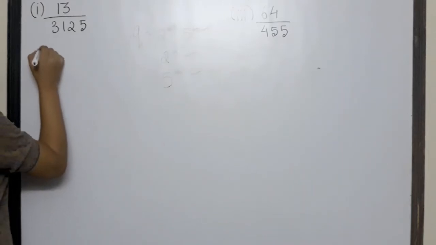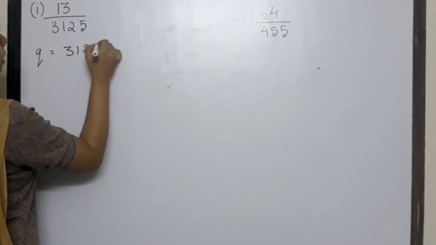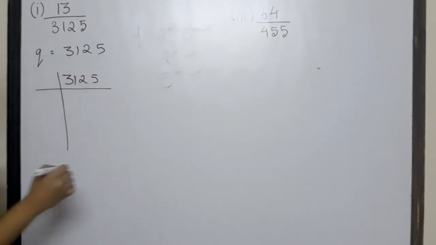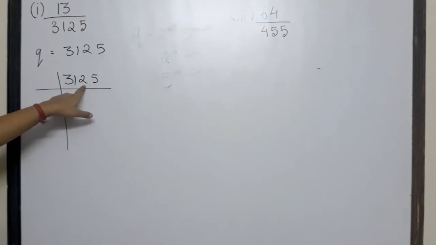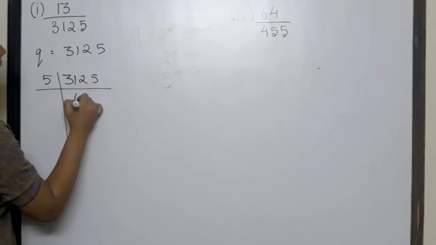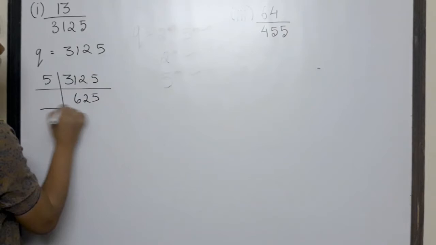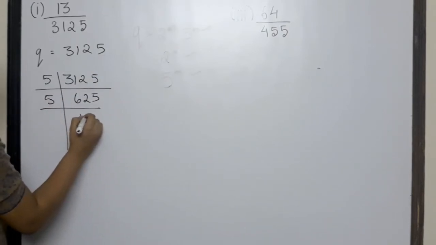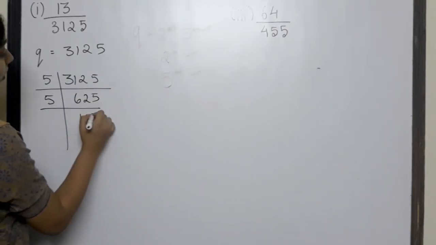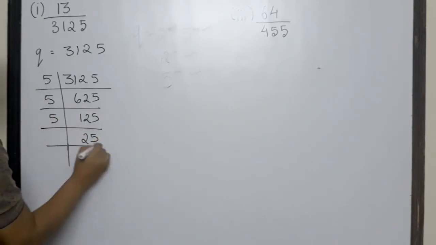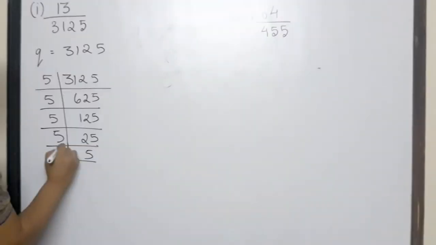13 upon 3125. So the prime factorization of this 3125, what will we have? 3125. Will it go by 3? Let us check first. 5 plus 2, 7, 8, 9, 10, 11. No, it will go with 5 only. 5 6s are 30, 5 2s are 10, 11, 12, carry 2, 5 5s are 25. 5 1s are 5, 5 2s are 10, 5 5s are 25, then 5 2s are 10, 5 5s are 25, 5 5s are 25, 5 1s are 5.